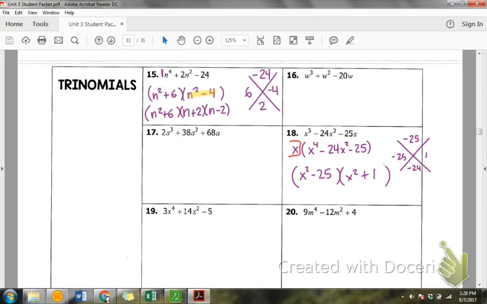Now what do I have to remember to do? Bring down your x. And then we have x squared minus 25, right? Which that can go, again, x plus 5, x minus 5, x squared plus 1, and, oh, nope, it was a plus 1. Yep. And then your x down in front.